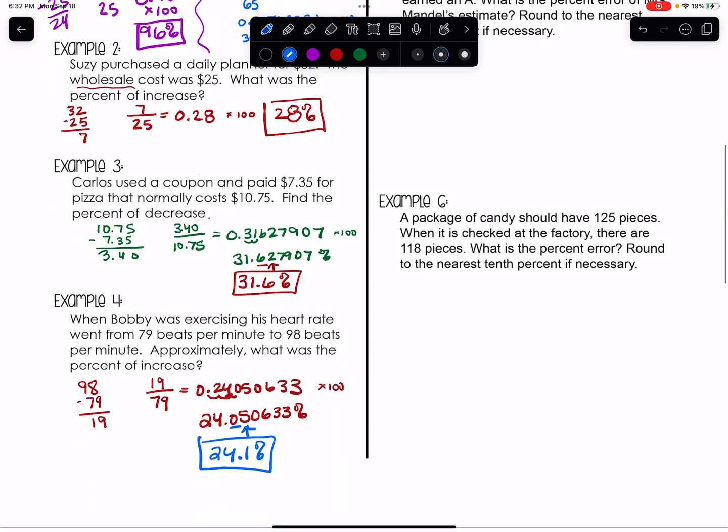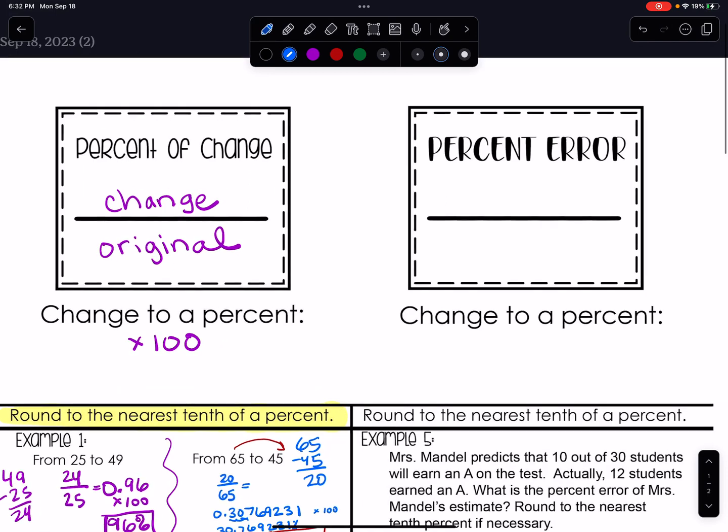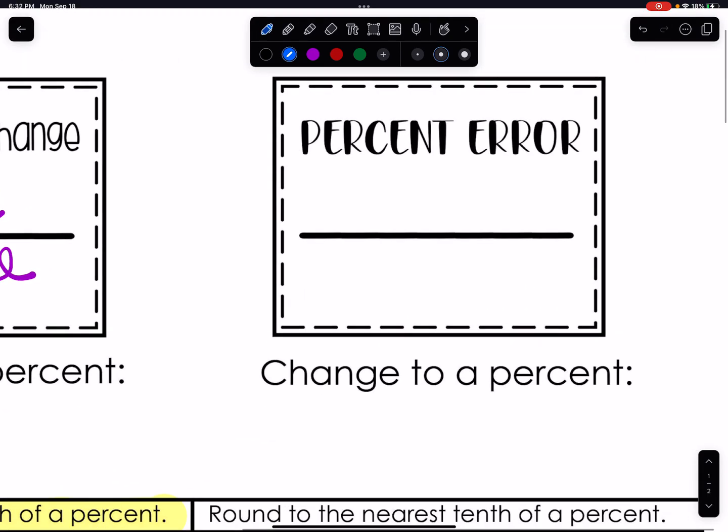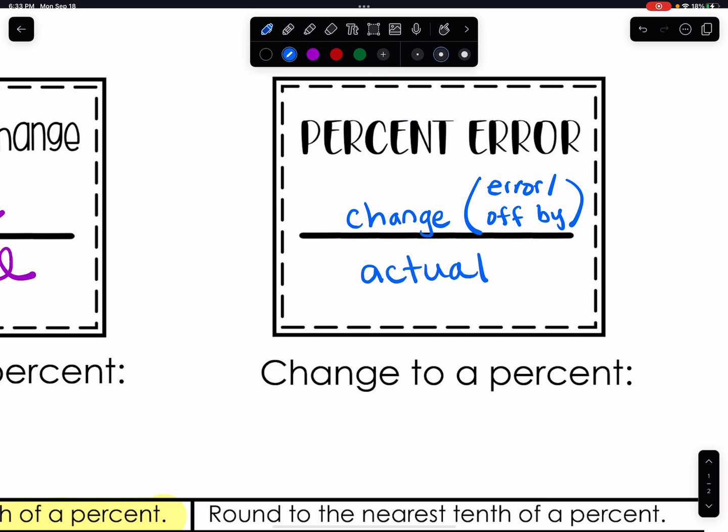All right, now we're going to talk about the percent of error. And it's really found in a very similar way, which is why we're doing them both today. So percent error means, like, if somebody makes an estimate or a guess or a prediction, and then the number ends up being a little bit off, we want to know what percent they're off by. So again, we're going to subtract the numbers. So we can still call this change, or you can call it the error, or you can call it like what you're off by, and you're dividing by what the number actually was, the actual number. And then of course, to change it to a percent, you're going to multiply by 100.